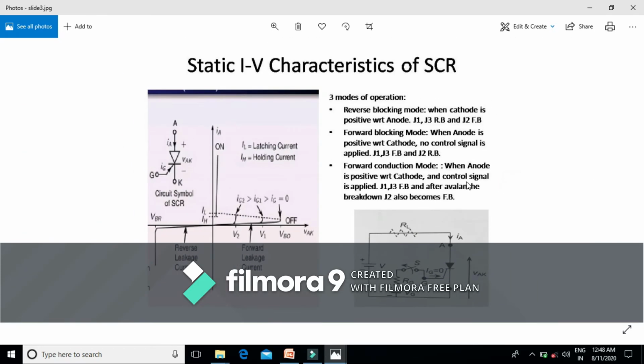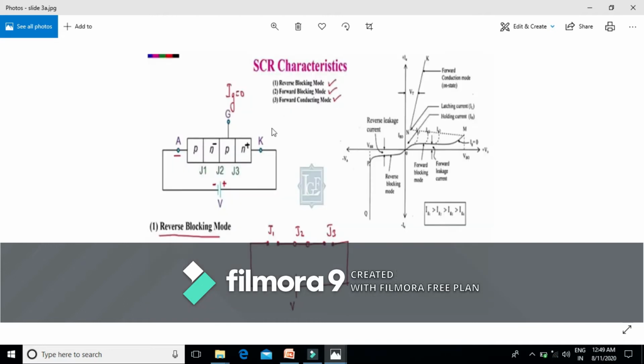During the reverse blocking, the first mode of operation, that is the reverse blocking mode. Since its name is reverse blocking mode, it means that we are applying the reverse voltage across these anode cathode terminals. This is the first mode I'm explaining, the reverse blocking mode.